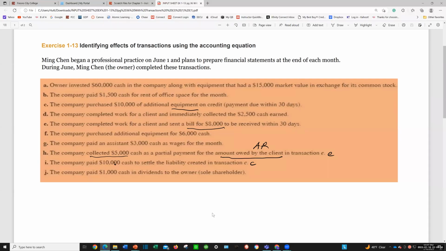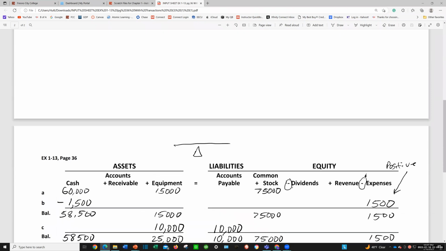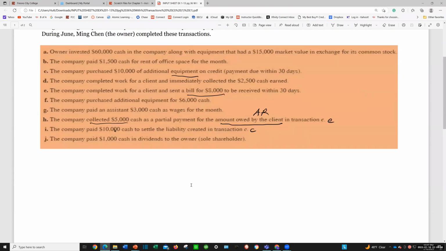Okay. We've got several transactions that we're going to put into the accounting equation, right? And so this is what it kind of looks like. Let's read the first one. The owner invested $60,000 cash in the company along with equipment that had a $15,000 market value in exchange for its common stock. Okay, so the cash was received, right?